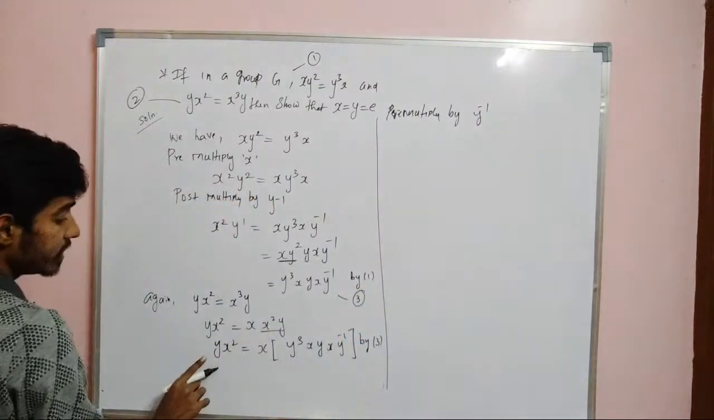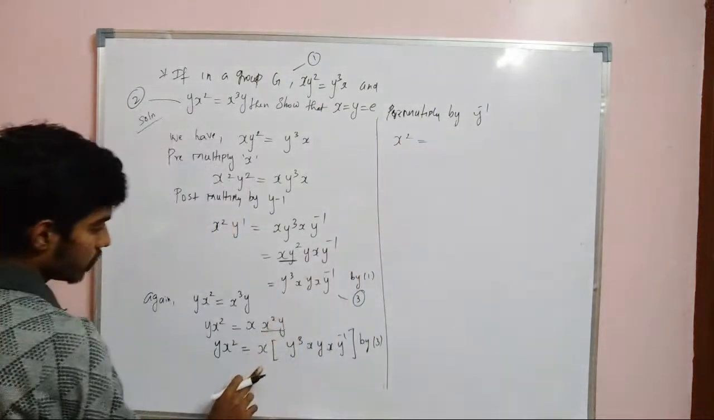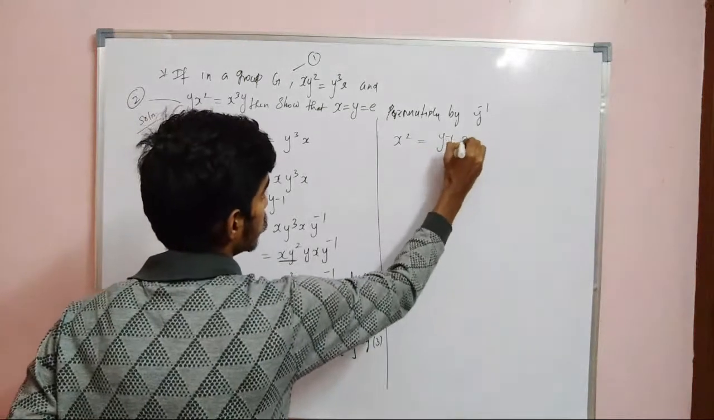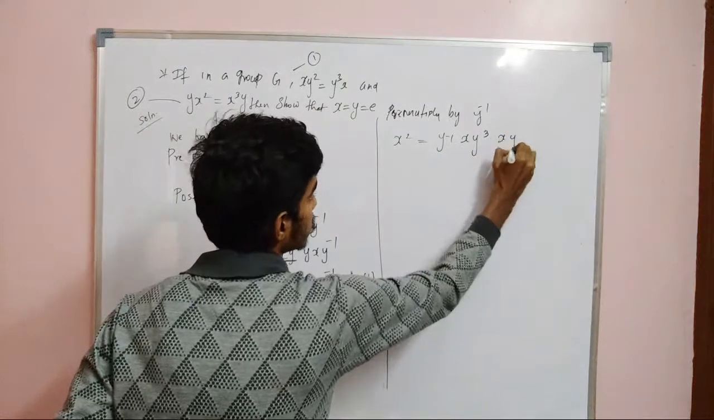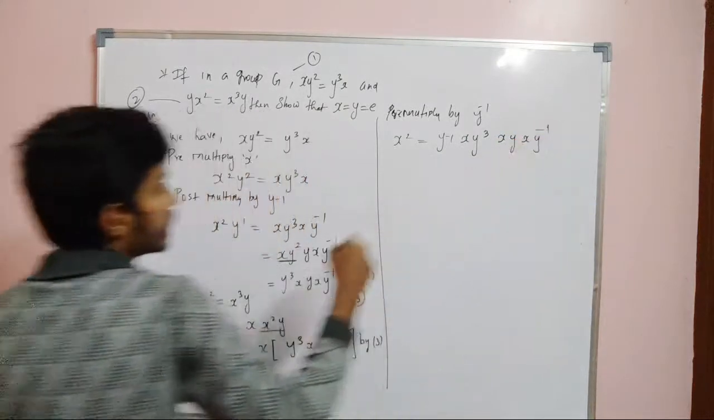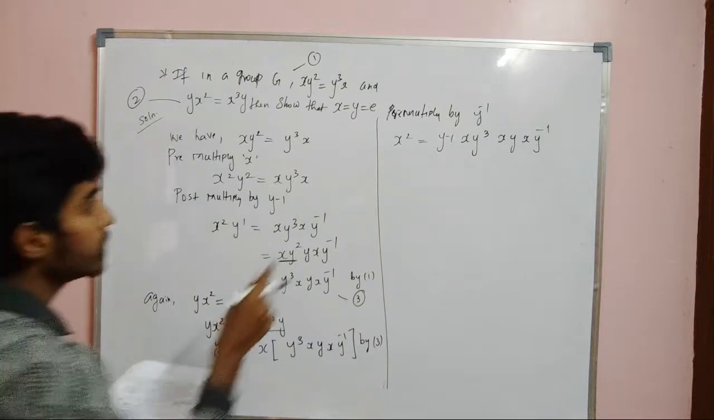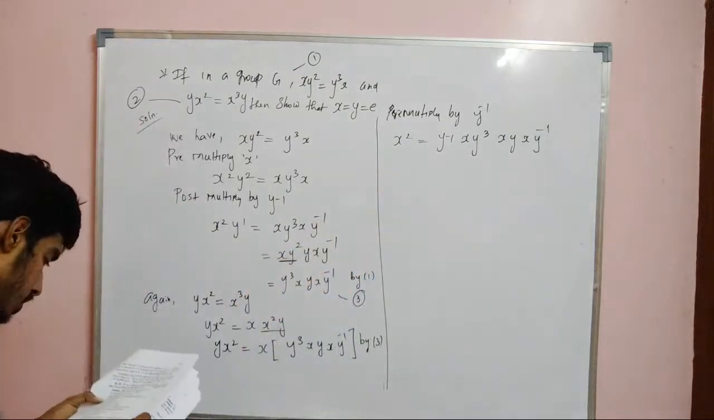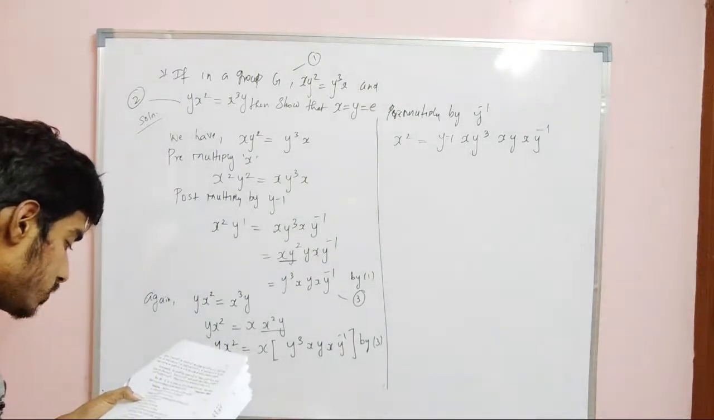So y inverse into y is I. Here we have only x square, and here we have y inverse x y cube x y x inverse. So this is right? So x square is equal to y inverse x y cube x y x inverse.